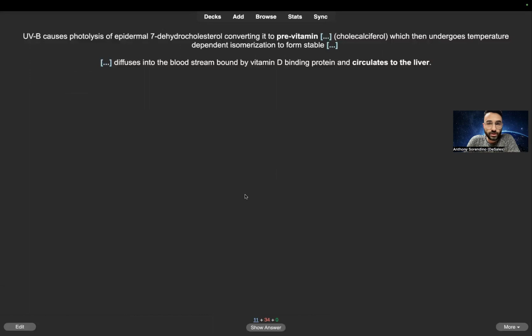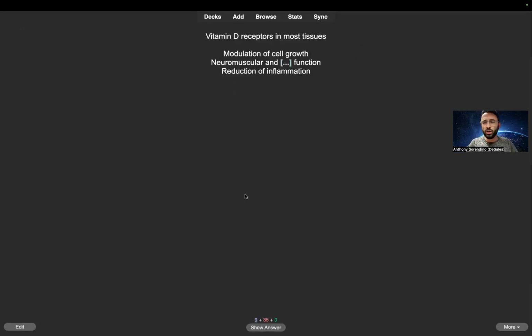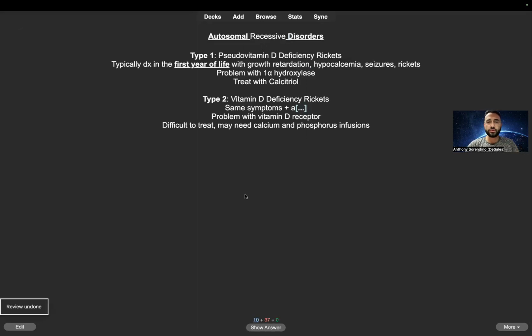What is another name for cholecalciferol? D3. Same symptoms plus what? Vitamin D deficiency rickets, anemia, alopecia. What is that again? Oh, it's hair loss. So this is two types of autosomal recessive disorders, pseudo vitamin D deficiency rickets or vitamin D deficiency rickets. And that's where you get alopecia. That's an issue with the receptor.